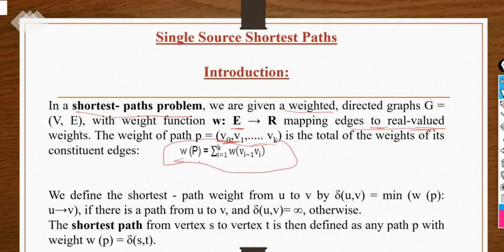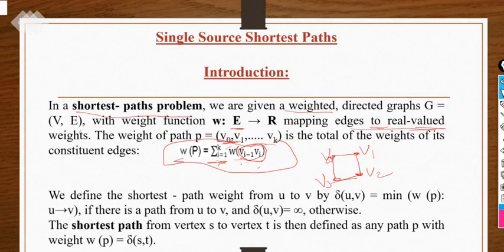W stands for weight, and this summation is the sum of all the weights of the edges, w(vi-1, vi). For example, if any edge exists between vertex 0 and vertex 1, it is multiplied by its weight. So, if we have four vertices, v0, v1, v2, v3, right?